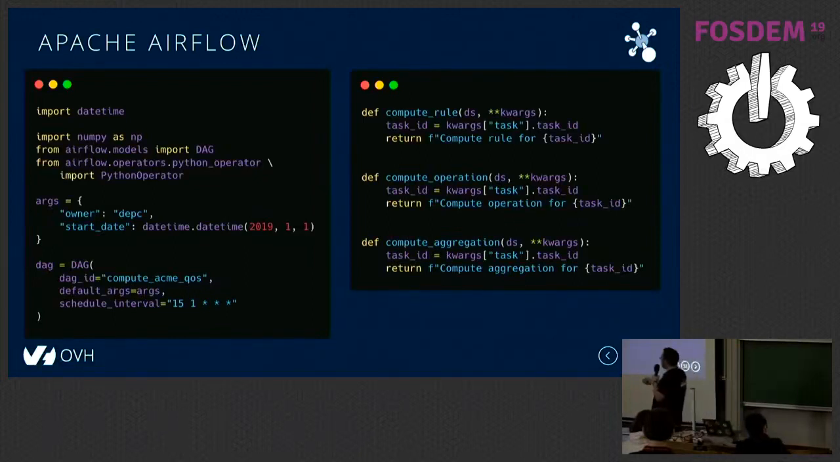Then I declare my DAG here, naming it Compute Acme QoS. And here, I think you recognize it. It's a cron format, to say my DAG must be launched every night at this hour, 1 hour and 15 minutes. Here, it's not really important, it's just an example of some tasks, but in the GitHub repository you can see the complete code. It's for a compute rule QoS, operation QoS, and aggregation QoS.